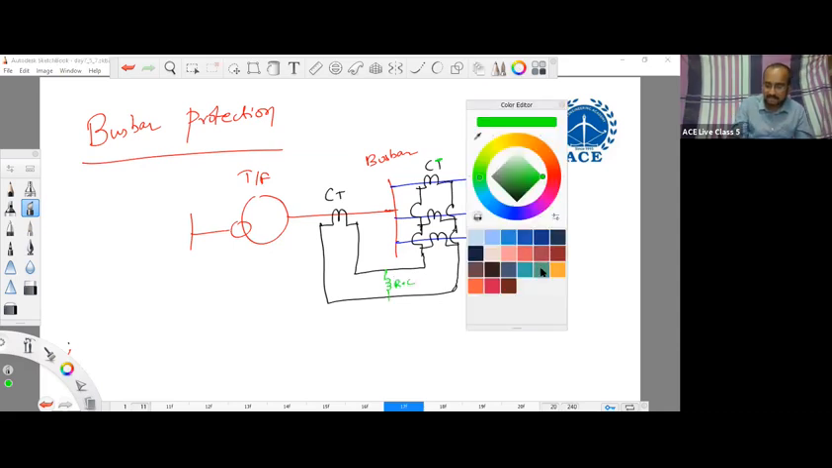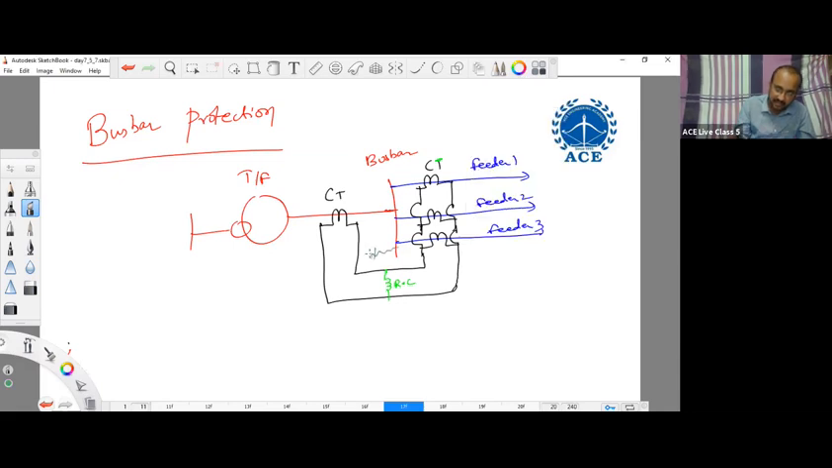But when a short circuit fault takes place on this bus bar, what happens? Current will circulate through this transformer side CT, but there will be no currents on the CTs which are connected in these feeders. That will result in current to the relay and the relay will operate.